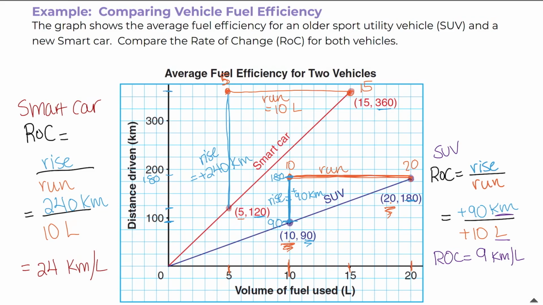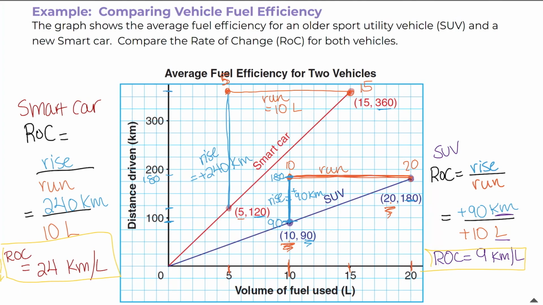So my rate of change for the SUV is 9 kilometers per liter. My rate of change for my smart car is 24 kilometers per liter, which should make sense right here. I can see that the smart car is for sure going to have a better fuel efficiency because it is a smart car. It's made to have better fuel efficiency. That's the definition of a smart car, right?